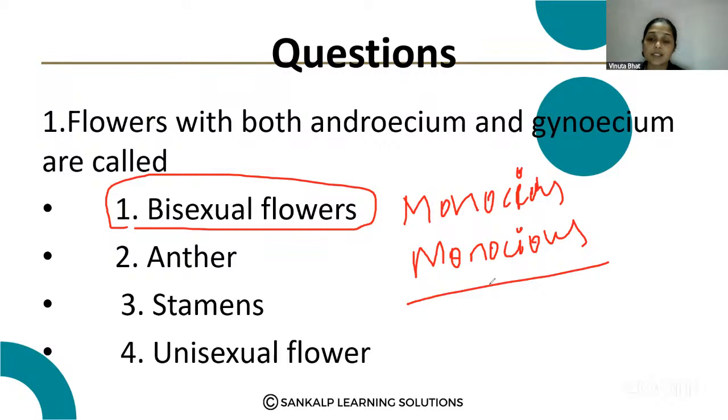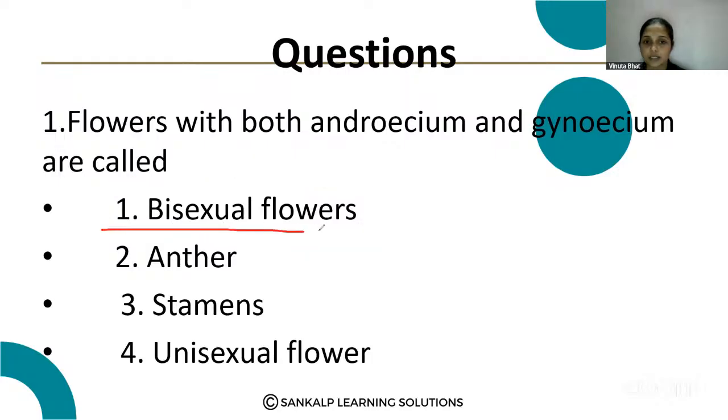Monoecious means mono, within the single flower, male and female reproductive structures are present. So that is called the monoecious condition. Anther is the male reproductive organ structure, and the stamen contains the anther and filament. Unisexual means it contains a single male or female reproductive structure, any one.